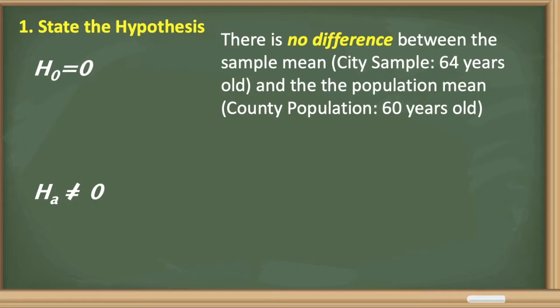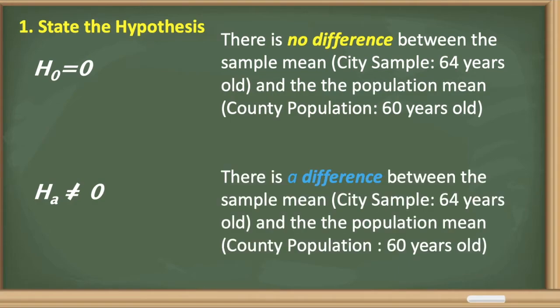And so if our null hypothesis says no difference, then we have to ask ourselves, what would our alternative hypothesis say? Our alternative hypothesis would then say that there is a difference between the sample mean, 64 years of age for our city, and 60 years of age for our county population. So here we have it. We have both ends of the spectrum. We're saying that there's possibly no difference and that there's possibly a difference.